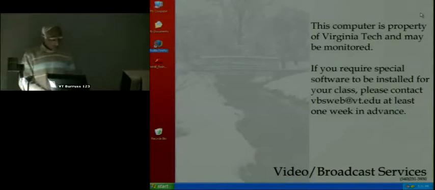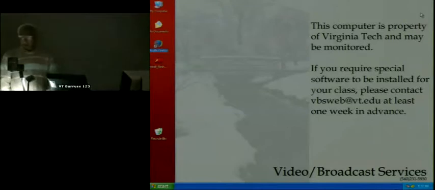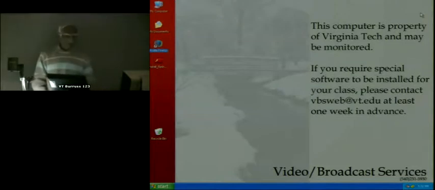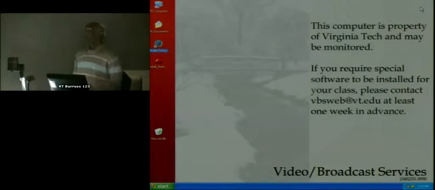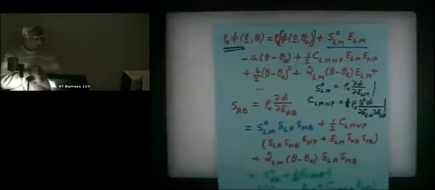Okay, so what we were doing last time was that we assumed a quadratic form for the Helmholtz free energy: quadratic in the strain E and quadratic in the temperature change theta minus theta 0. Oh, you can't see anything. Let's see. Document camera. Okay, so it works. Good.